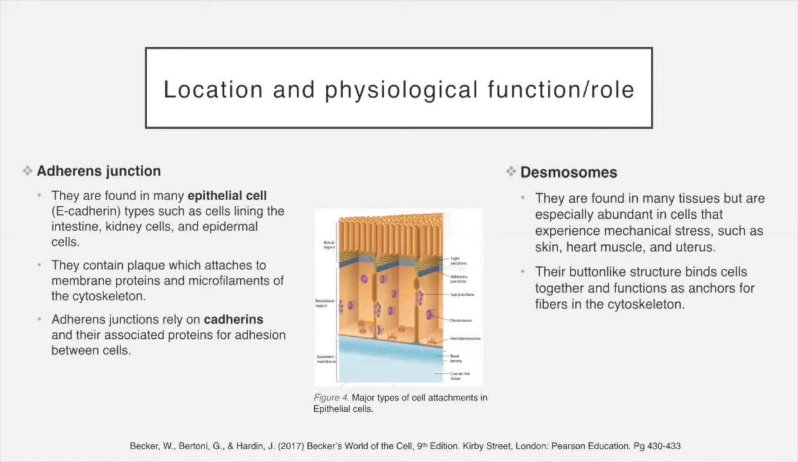Desmosomes are found in many tissues, but are especially abundant in cells that experience mechanical stress, such as the skin, heart muscle, and uterus. And as previously mentioned, their button-like structure binds cells together and functions as an anchor for fibers on the cytoskeleton. Figure 4 is an image of the major types of cell attachments in epithelial cells.